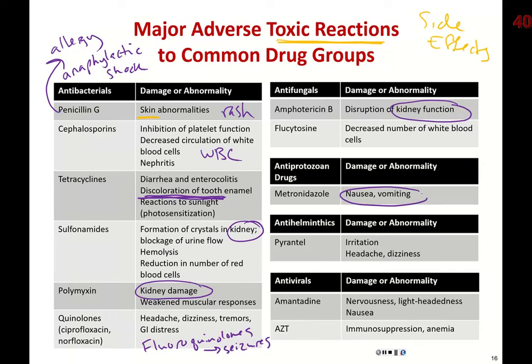Nausea, vomiting, that's pretty common. That happens with a lot of various drugs. Like I said, it can even just be from the disturbance of the microbiome in the gut. And then anything else over here? So AZT of course is for HIV. It can cause things like anemia.